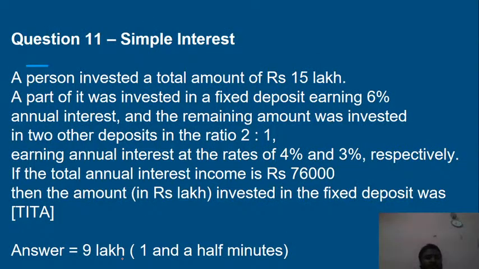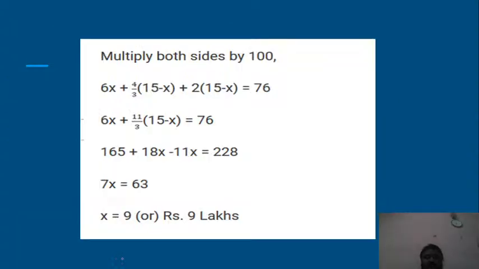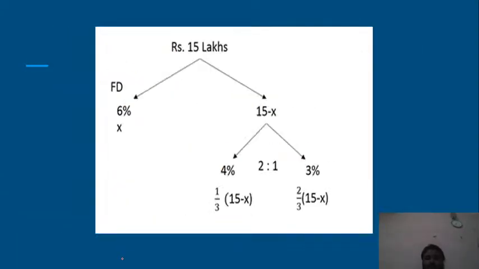Again guys, a very easy question which could have been solved in 1.5 minutes. I guess most of you have confusion that if it is 2 is to 1, then how come here it becomes 1 by 3 and 2 by 3. I guess some of you would be having this doubt, that if it is 2 is to 1, then it should be 2 by 3 here.